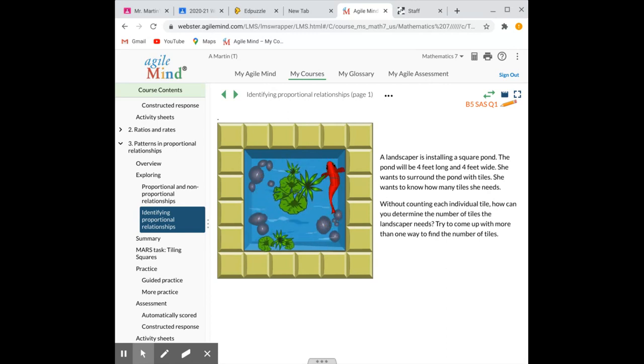All right, thank you, ma'am. So, they don't want us to count each individual tile. So, how can we determine the number of tiles the landscaper needs? And they want us to try to come up with more than one way to find the number of tiles. So, it's saying that the pond is going to be 4 feet long and 4 feet wide. Okay? But she wants to surround the pond with tiles. So she wants to know how many tiles they need. So I want you to think about how we could do that.